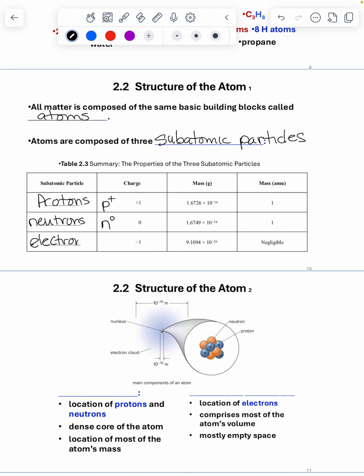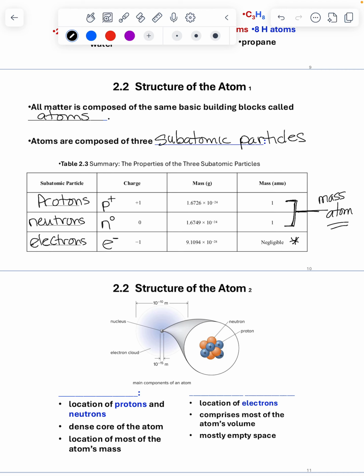Electrons have a negative charge, so their symbol is a lowercase e with a negative sign. And you can see a little bit about the mass of these subatomic particles. Notice that the mass of a proton is 1, and the mass of a neutron is 1, whereas the mass of an electron is so very small that it is negligible, doesn't really matter. So the mass of the atom is made up of protons and neutrons. So the entire mass of the atom is found in the nucleus of the atom, which contains the protons and the neutrons.